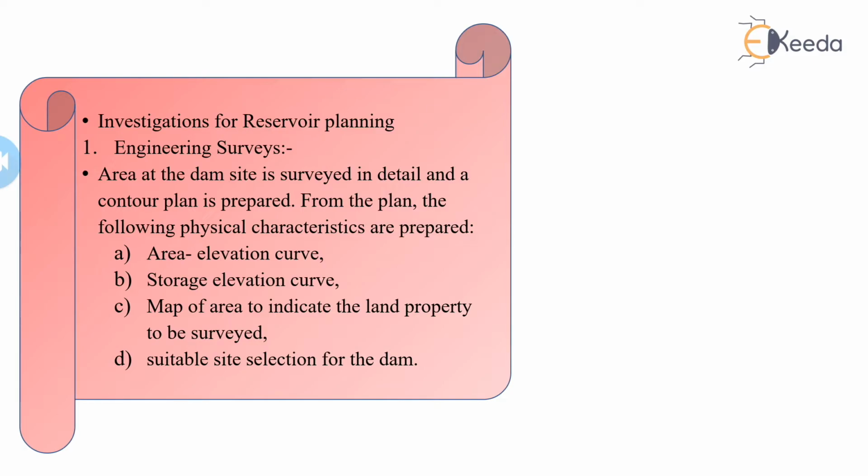So with the help of this area, with the help of this elevation, we can find out the reservoir capacity, or the volume of storage corresponding to the water level in the reservoir. We can easily find it by using the trapezoidal formula or the prismoidal formula. So we know that formula.